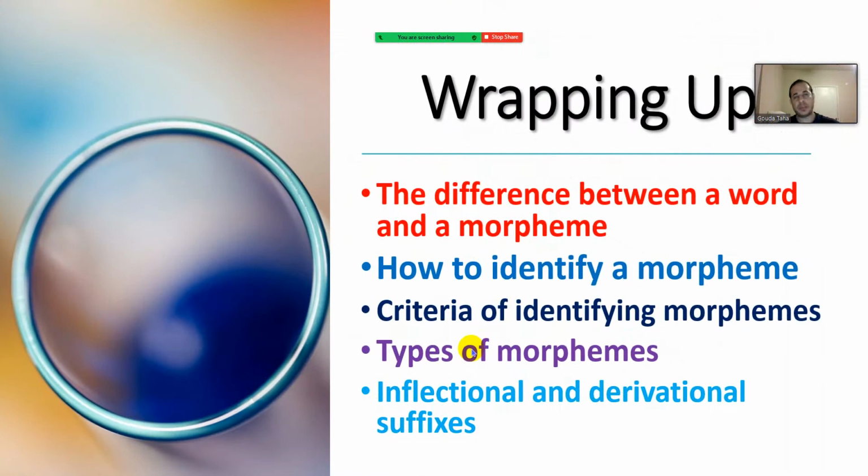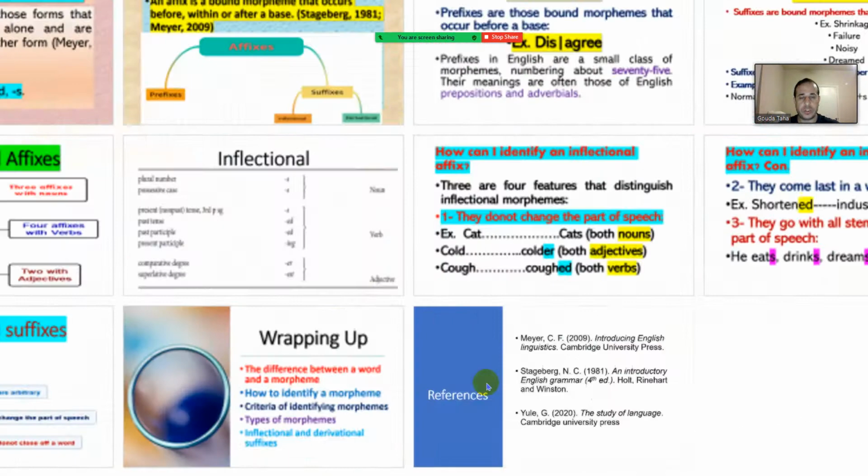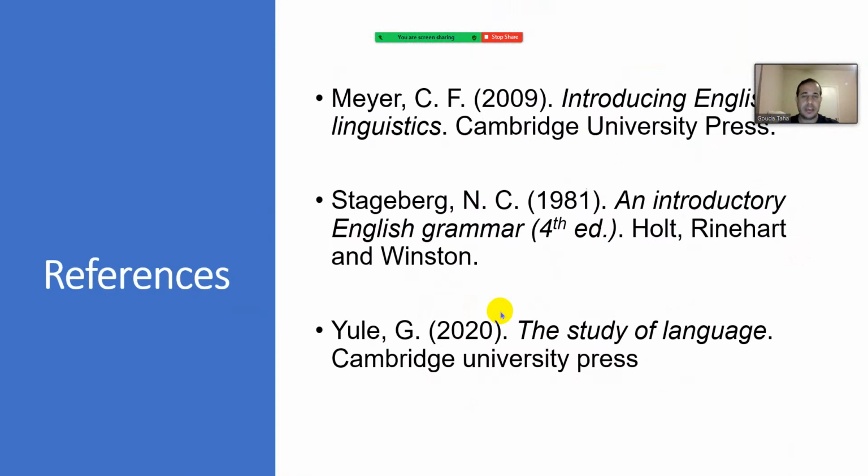So to wrap up, in this presentation I went over what a morpheme is, what morphology is, the different types of morphemes, how to do morphological analysis of words based on the criteria, and the different types of morphemes, free versus bound, and the subcategories such as affixes and inflectional and derivational suffixes. So that's all I have. I hope you enjoy my presentation, and please feel free to ask any questions on the discussion board. And that's all I have. Thank you.